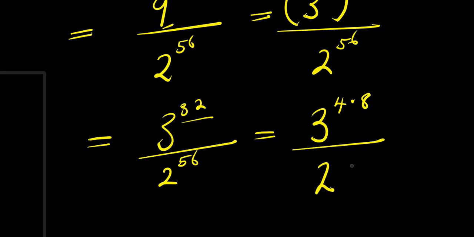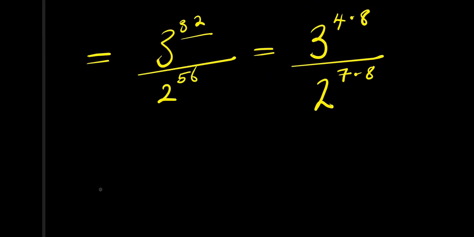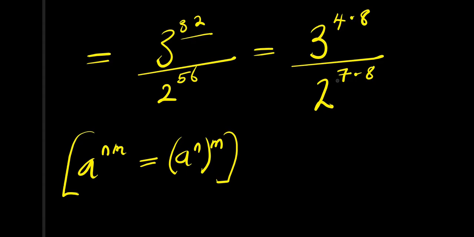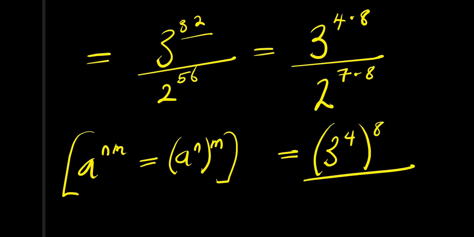Divided by 2 power 56, which is simply 7 times 8. That's 7 times 8. So right now, if you have A power n times m, this equals A power n, raised to the power of m. Meaning we are going to have 3 power 4 raised to the power of 8, divided by 2 power 7 raised to the power of 8.